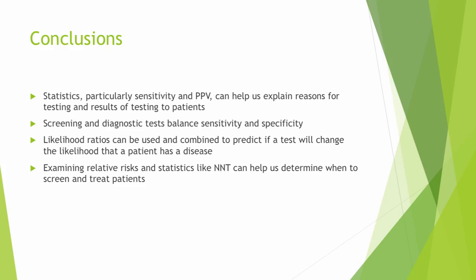To summarize, statistics, especially sensitivity and positive predictive value, can help us explain reasons for testing and results of testing to patients. Screening and diagnostic tests balance sensitivity and specificity. Likelihood ratios can be used and combined to predict if a test will change the likelihood that a patient has a disease, and examining relative risks and statistics like number needed to treat can help us determine when to screen and treat patients.